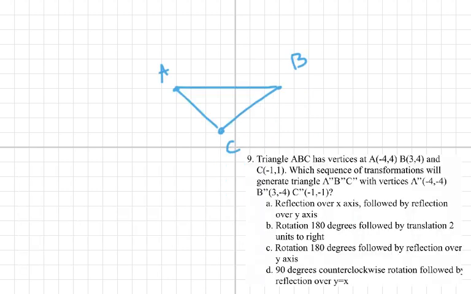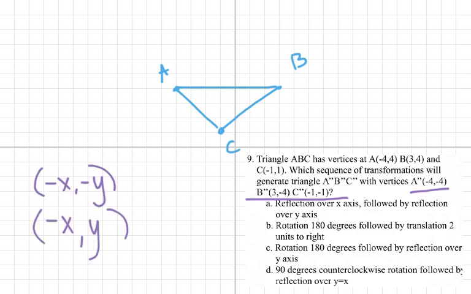Okay, I think this one's kind of hard. Triangle ABC has vertices blah blah blah. Which sequence of transformations will generate triangle A prime, B prime, C prime with vertices at these points? So we're trying to figure out which one of these rules actually works to get A double prime, B double prime, and C double prime where you want it to be. What you could do is go through all the rules. I'm going to go ahead and give you the answer and then show you how I know it's the answer.